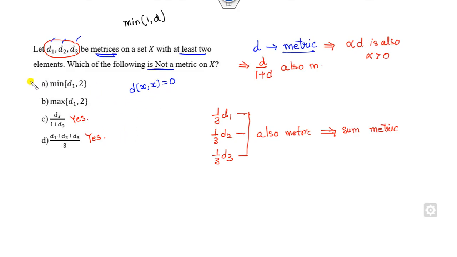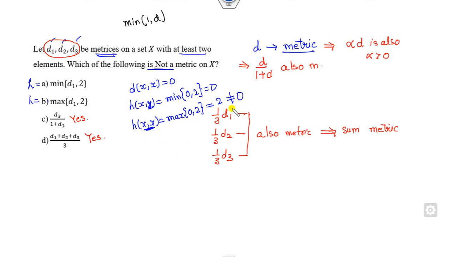Yes, if I call this my h, fine. So then what is my h of x comma y? For the first case, it is the minimum of 0 comma 2. This is 0, fine, h of x comma x. For this case, h of x comma x is the maximum of 0 comma 2, which is 2, which is not equal to 0. When you consider the same element, it must be 0. So it means it is not satisfied, so it is not a metric space.